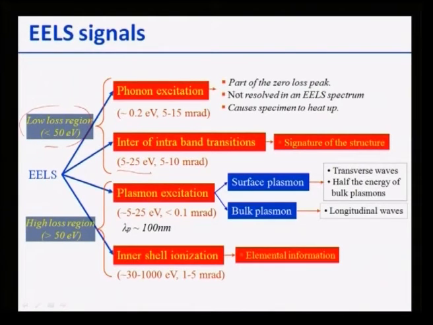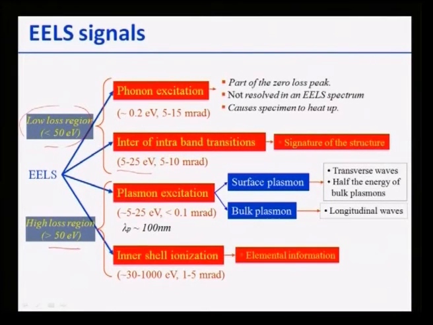Then you have something known as high energy loss, where energy losses are more than 50 electron volts, and two things happen there. One is called plasmon excitation. Plasmons are collective oscillations of the electrons in metals, and where the free electrons are many, they are very strong. There can be both types of plasmons, surface plasmon and bulk plasmon. One is a transverse wave, the other a longitudinal wave, because these are collective oscillations and therefore wavy in nature.